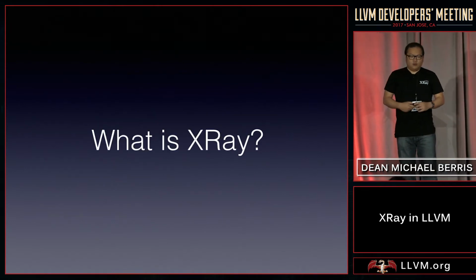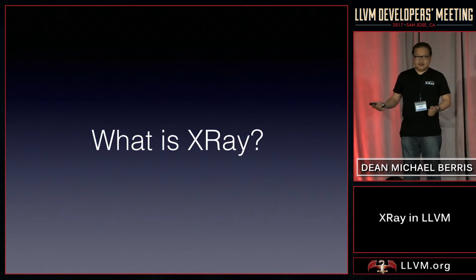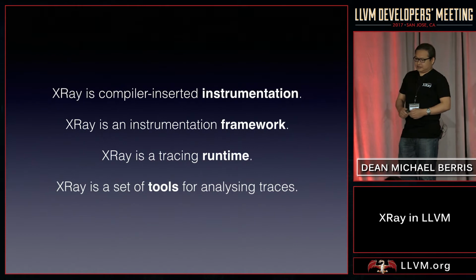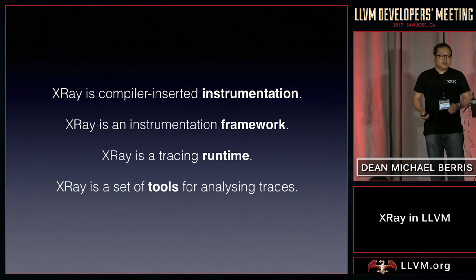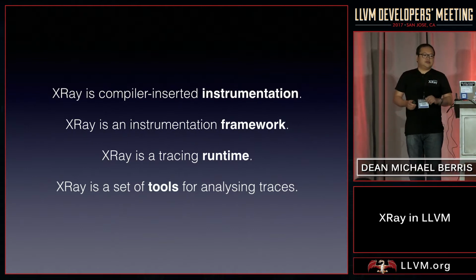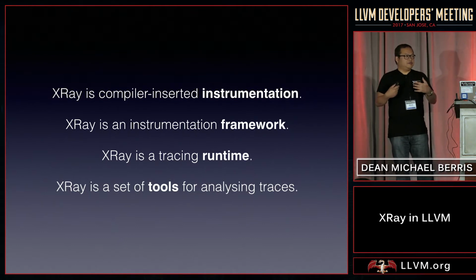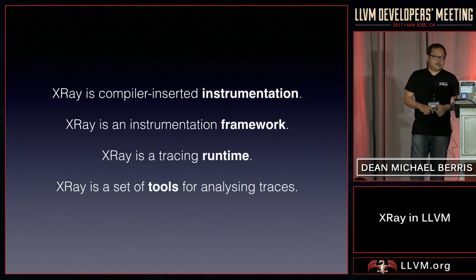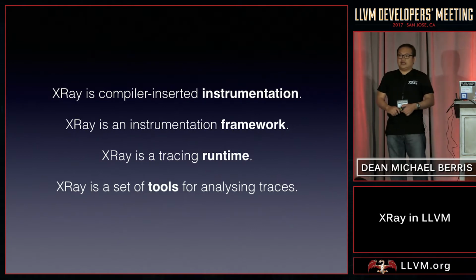So let's talk about what X-ray is actually. X-ray is not one thing, and we're going to talk about all of them. So X-ray is compiler-inserted instrumentation. It is an instrumentation framework, so you can use it as well. X-ray is a tracing runtime, so there are parts of this that are part of your application's address space, and it can do funny things because it is part of your address space. We're going to talk about that too. And it's also a set of tools for analyzing traces.